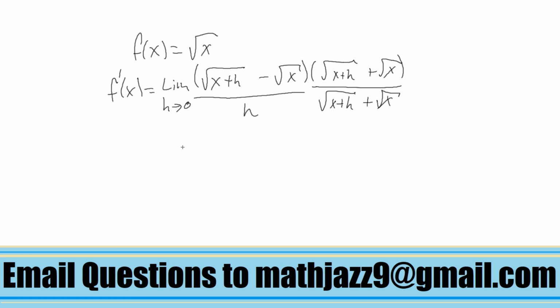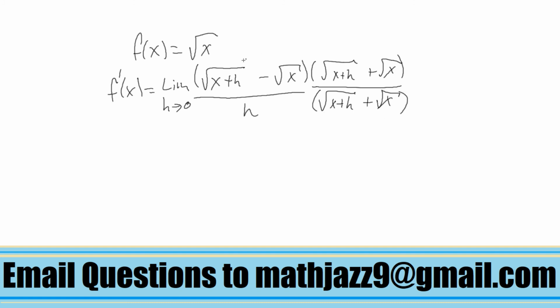Also, when you're using the definition of derivative, you cannot use derivative rules to find the answer. Okay? It's circular logic. You're not allowed to use derivative rules, because the definition of derivative is used to find derivatives. So you can't use derivative rules to prove something with the definition of derivative. It's circular logic there. Okay, so we're going to multiply by the conjugate over itself.